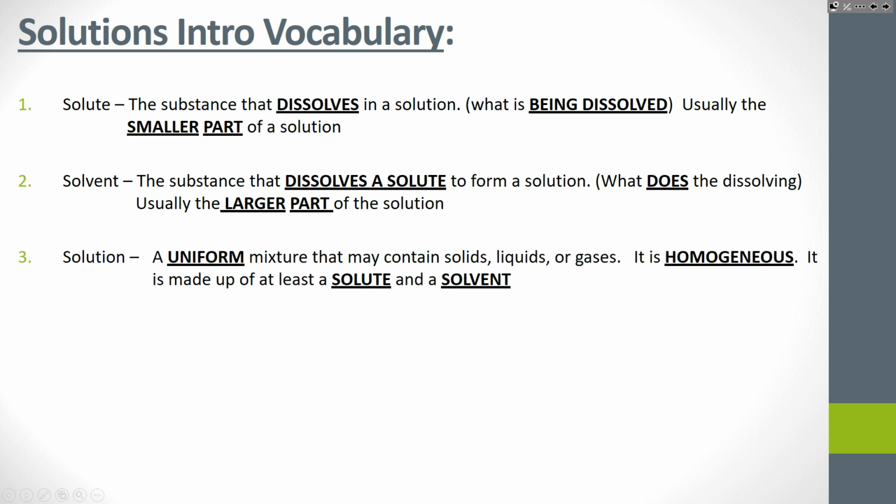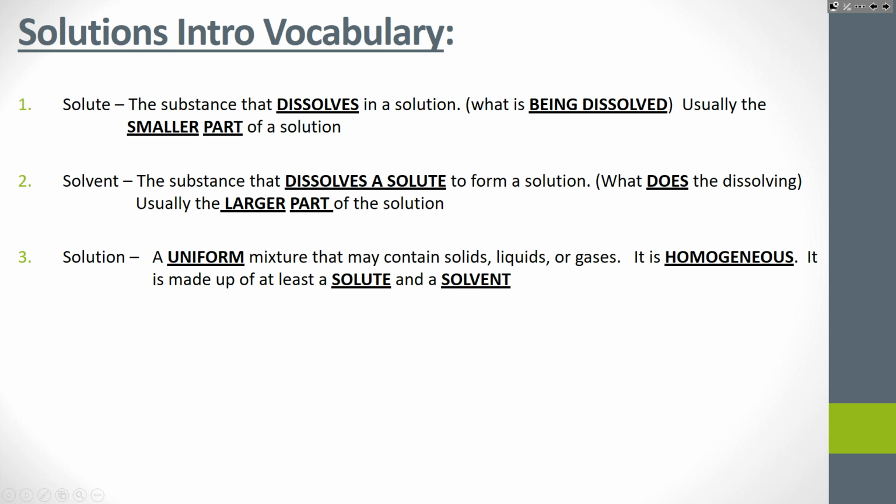And a solution, a true solution, is a uniform mixture. So it means it's the same throughout. It's homogeneous. It's made up of at least one solute and a solvent. Okay, so to be a true solution, there can't be any difference throughout.